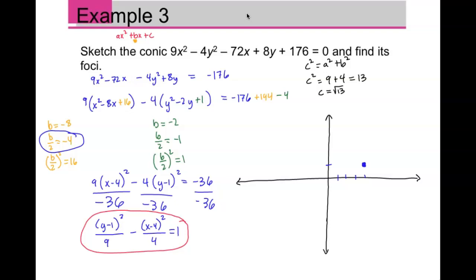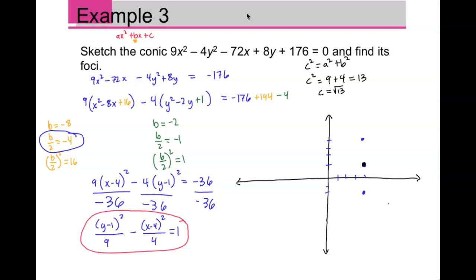I agree. Okay. And this is a vertical hyperbola. So the vertices from the center, we're going to go up a distance of a and down a distance of a. So what's a again? 3. So we're going to go up 3 from the center. So up 1, 2, 3. Okay, and then down 3. So down 1, 2, 3. All right. So those are my vertices.